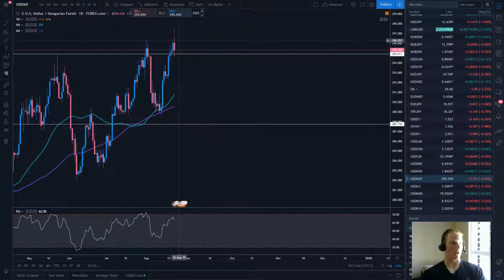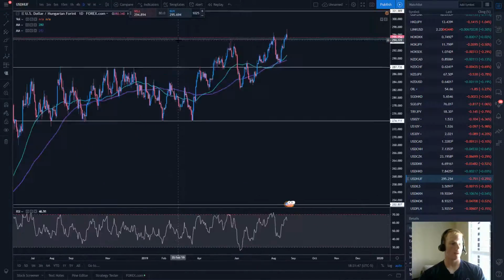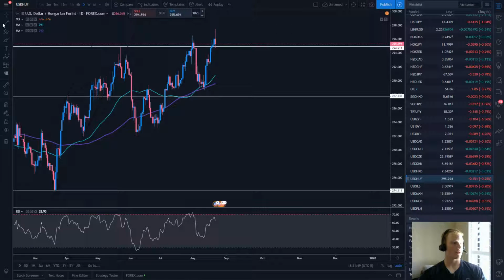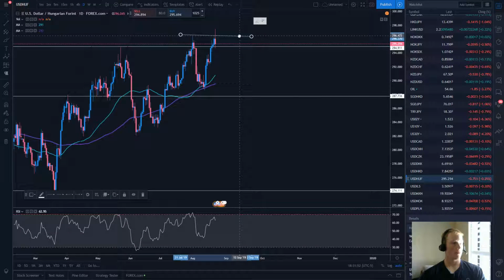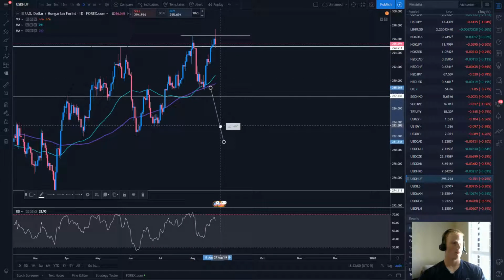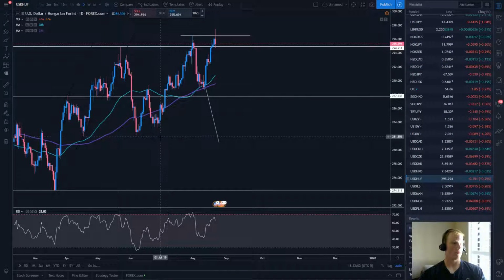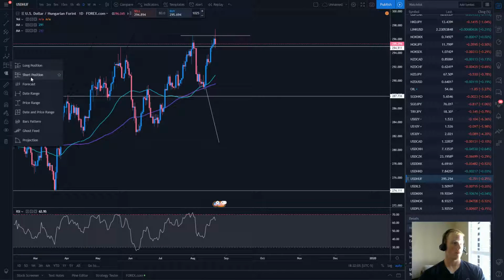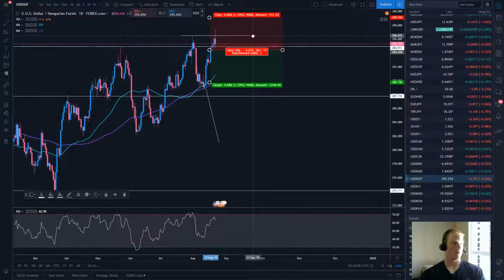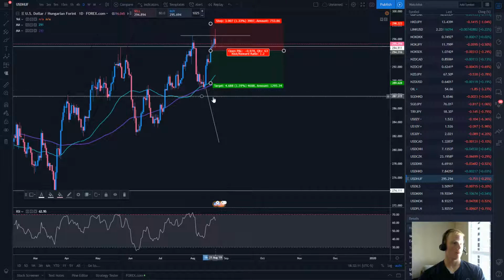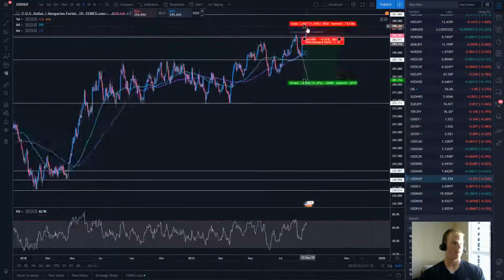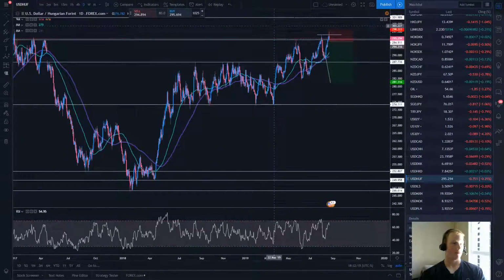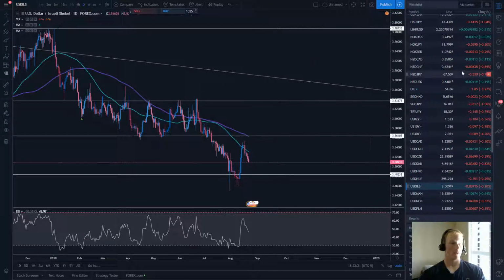US dollar, Hungarian forint. Look at that one. That's yummy. RSI divergence. That's a nice setup. 333. That's a good looking setup. Something to keep your eye on.